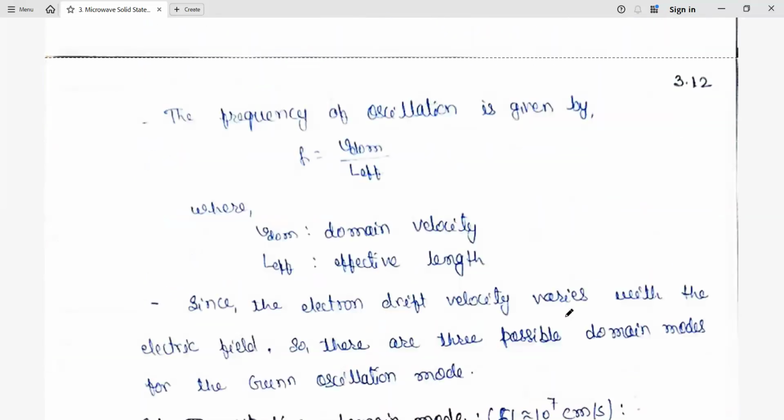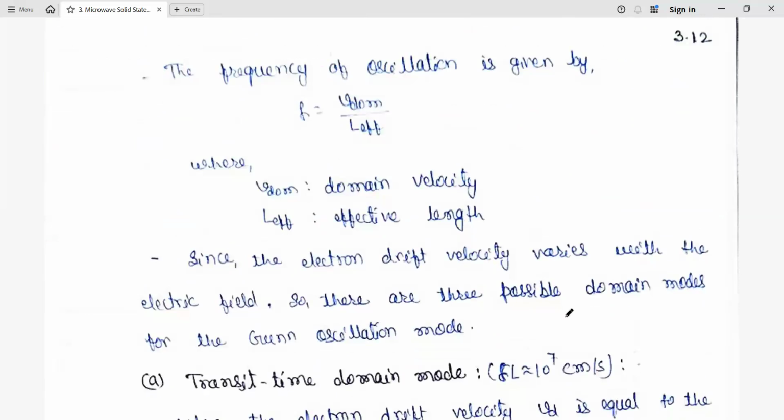The frequency of oscillation is given as f equal to V domain by L effective. Here V domain means domain velocity, and L effective means effective length. Like we have seen in the case of the Gunn effect, the specimen size is also important. The electron drift velocity varies with the electric field.